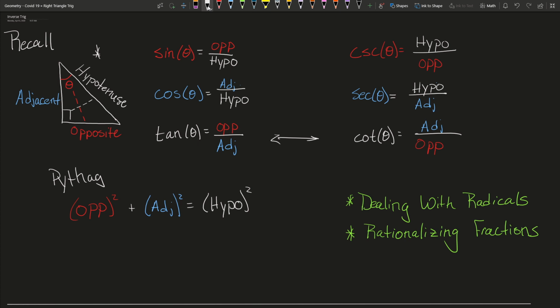Okay. And within all of that, we've dealt a lot with radicals, and we've rationalized a lot of fractions. I get that that's probably the hard part in all of this. But as you practice, it gets a little bit easier every time you do it. And with more experience, it becomes kind of second nature.